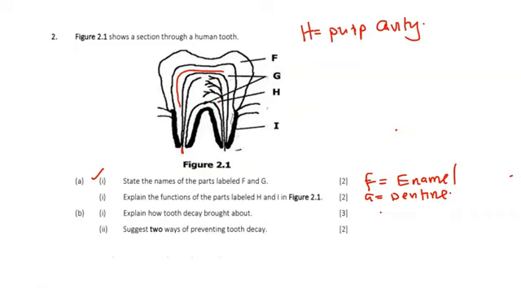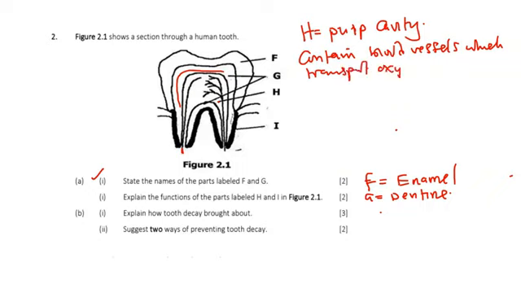Now, what is the function of the pulp cavity? Explain the function of the part labeled H and I. Okay, so we are saying it's the pulp cavity. So now, what is the function of the pulp cavity? We can say it contains blood vessels which transport oxygen and food to the tooth. Okay, that is one of the functions.